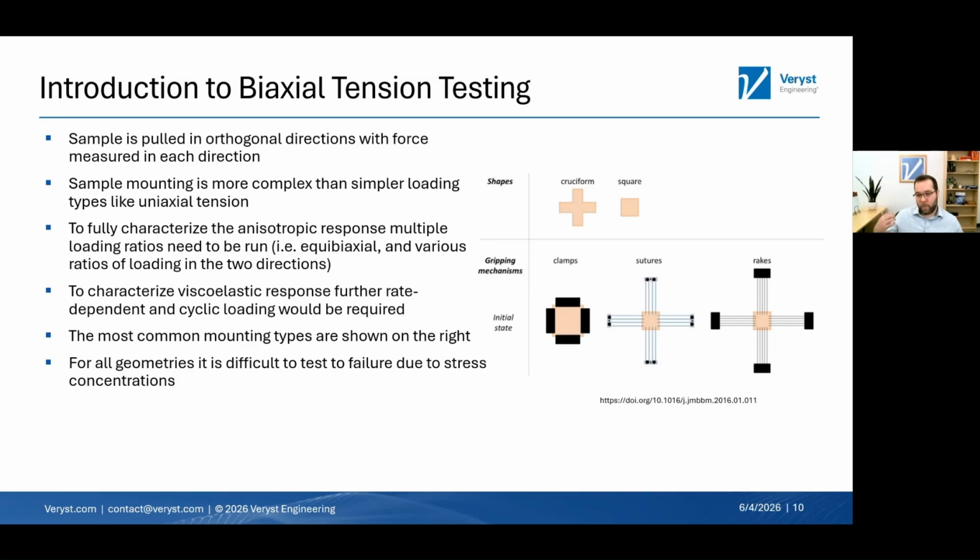So regardless of your mounting method or your sample shape, testing to failure is very, very difficult because if you're using sutures or rakes, they're going to fail at those attachment sites. And if you're using clamps, more than likely your stress concentrations are not going to be in your area of interest. And so you're not going to capture that failure behavior accurately.